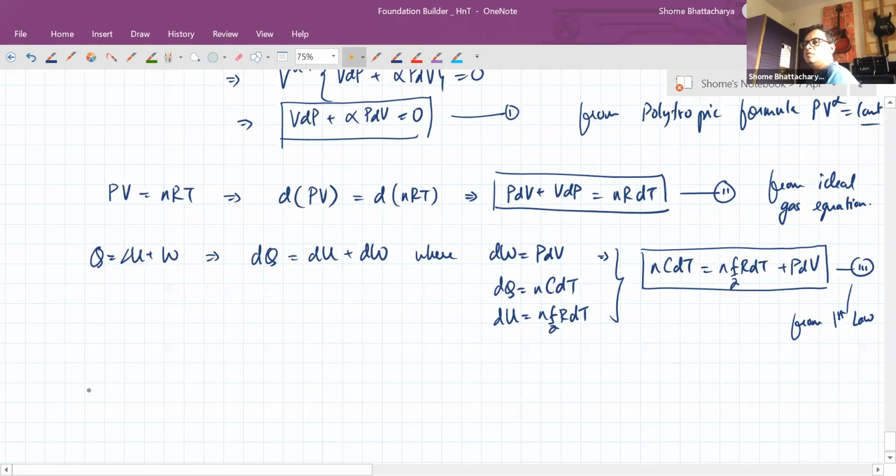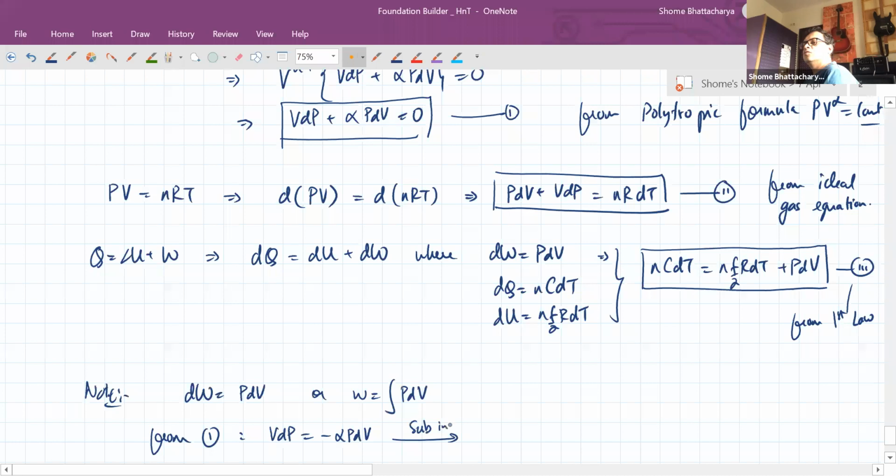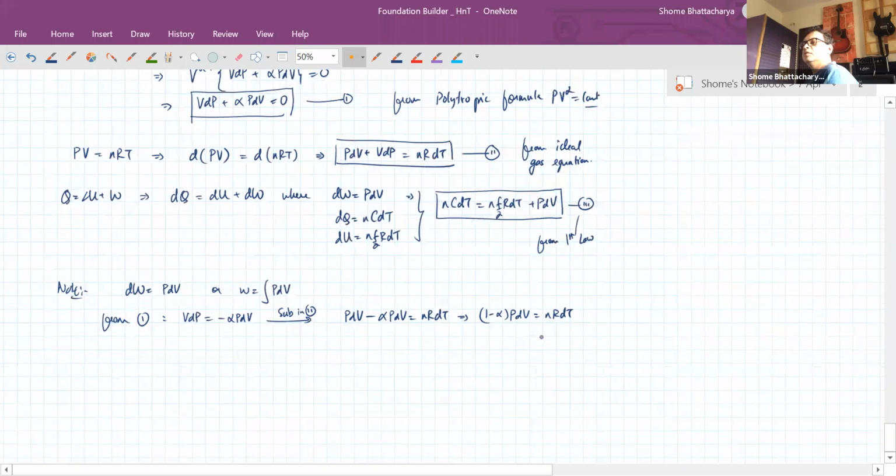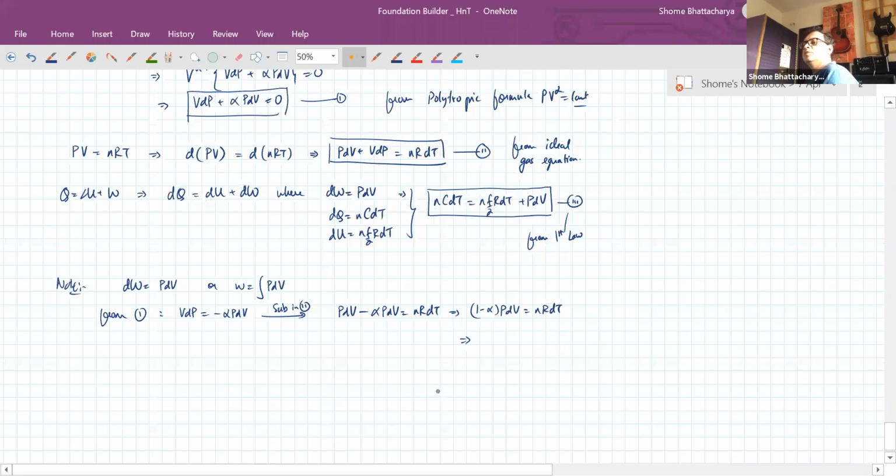So we can see that work done is integration PdV. Now from equation 1, we can write VdP as minus alpha PdV. Now substitute this in equation 2 and we can write this as PdV minus alpha PdV is equal to nR dT. So we can write 1 minus alpha into PdV is nR dT. So from this we can get the relation that PdV is nRdT upon 1 minus alpha.